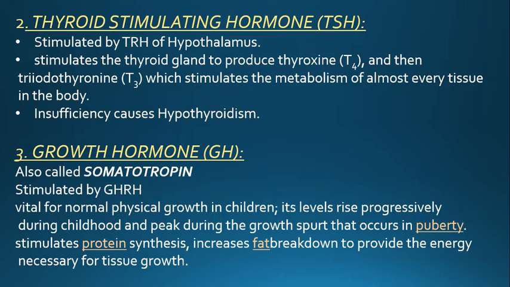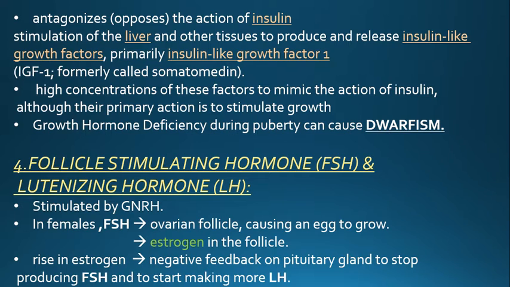It stimulates the protein synthesis required for bone and muscle growth, and it increases fat breakdown to provide the energy necessary for tissue growth. It also has an antagonizing action on insulin. What it does is stimulate the liver and other tissues to produce an insulin-like growth factor, which is called somatomedin, which can mimic the effect of insulin whenever it is present in high concentrations. Lack of growth hormone, especially during puberty, can lead to dwarfism.